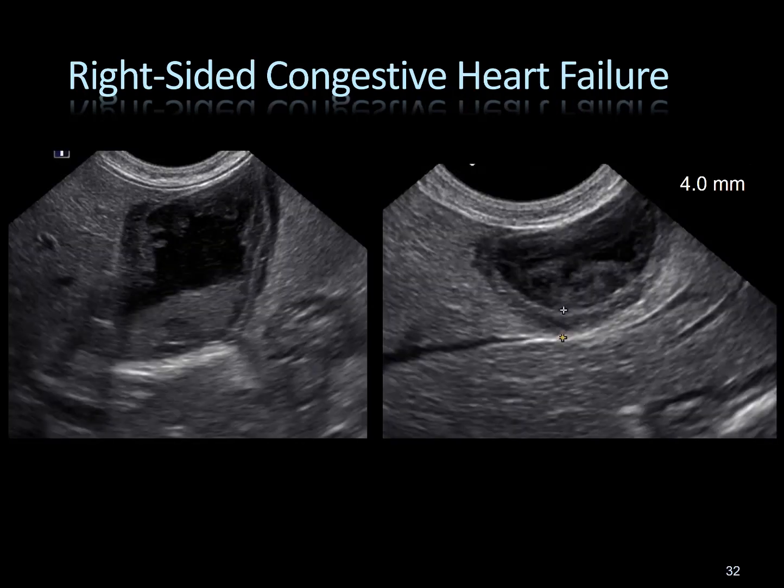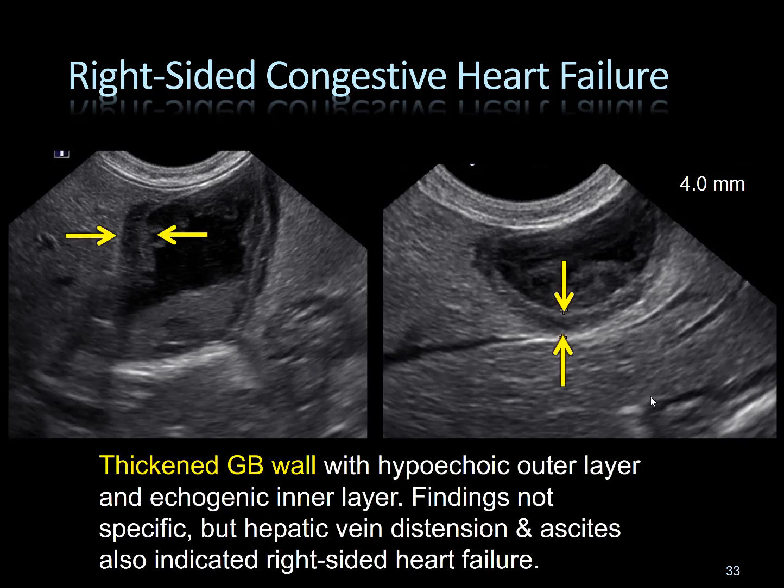This is a case of right-sided congestive heart failure. We measured the gallbladder wall. It's 4 millimeters, so way too thick. You can see it has that layered appearance. You've got kind of a bright layer and a dark layer, a hyperechoic layer, hypoechoic, maybe another hyperechoic layer on the outside. So it has that appearance of edema. Again, this isn't specific. It could have been cholecystitis, but this patient was in right-sided congestive heart failure, and that was the reason for this one.